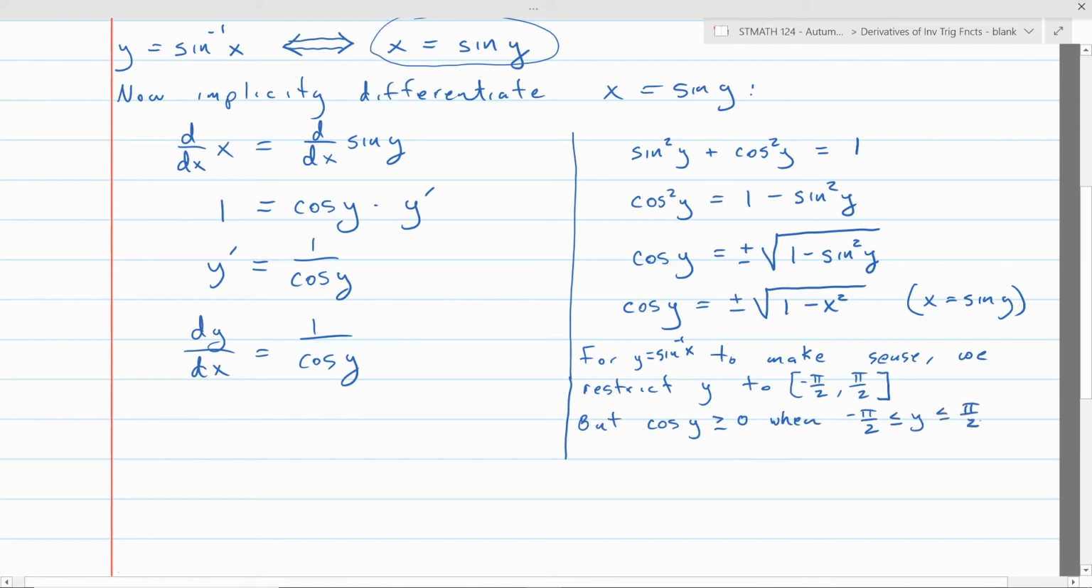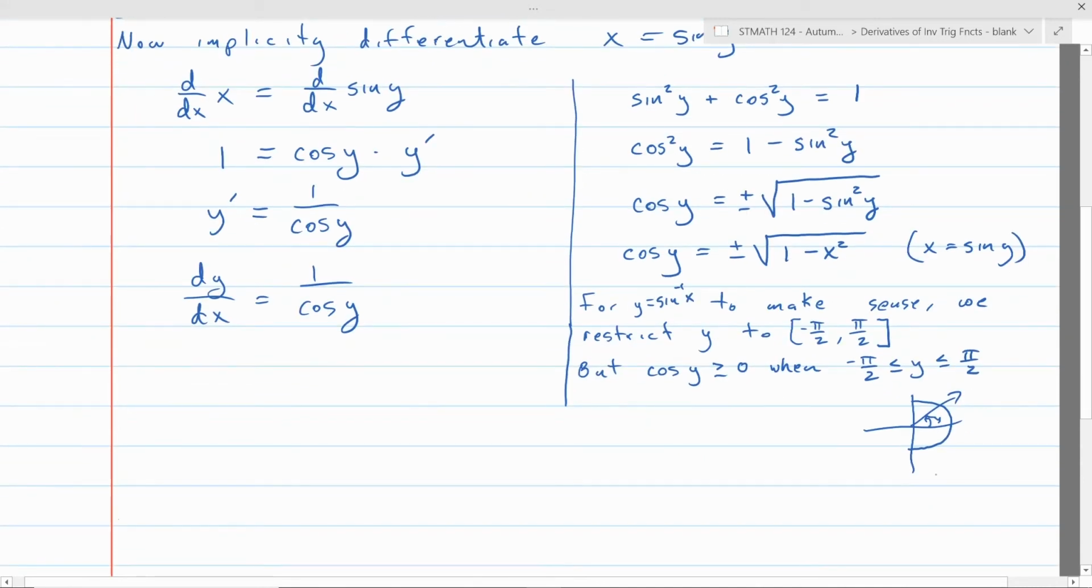Cosine's positive because you're talking about the first and fourth quadrants, and if you think about any angle over there, the x values are positive, so that means the cosine's positive. So we go with the positive radical here. Cosine of y has to be the positive square root of 1 minus x squared. Anyway, the moral of the story is that that's what cosine of y is equal to in this derivative that we were calculating a minute ago.